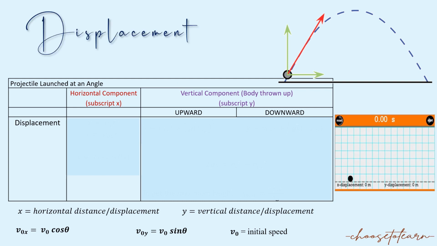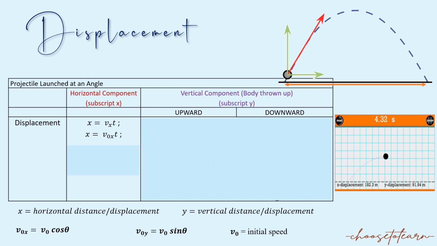Let's now analyze displacement. So how are we going to find the displacement for the horizontal component and vertical component? Let's focus first on the horizontal component, which is known as the range. So we will use this formula. X equals final horizontal velocity times time, or X equals initial horizontal velocity times time. Again, as mentioned, the final horizontal velocity is just the same as the initial horizontal velocity.